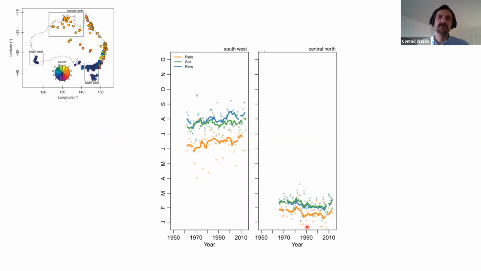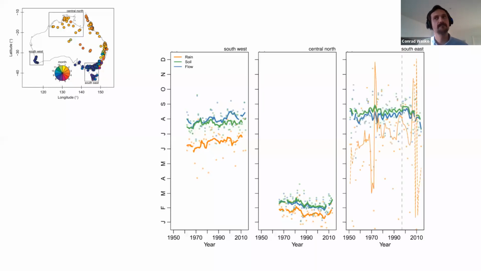In the central north, looking at the start of the year, there seems to be a trend to earlier flooding or earlier soil moisture maxima and earlier rainfalls. Again, now the soil moisture seems to be peaking after the flows. So indeed, large flows likely correspond to wetter soil. So there's a feedback between the two.